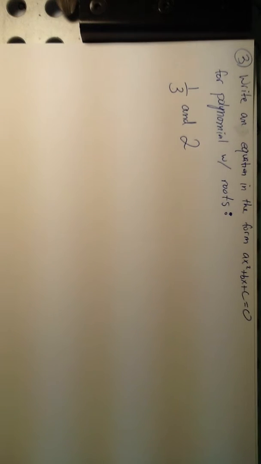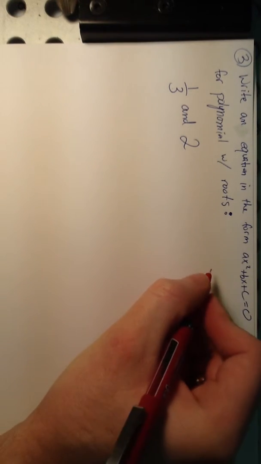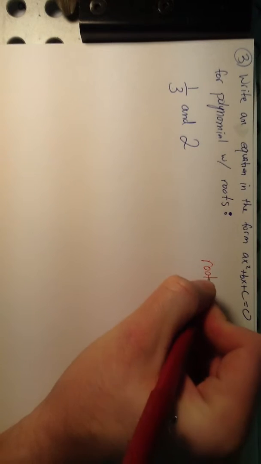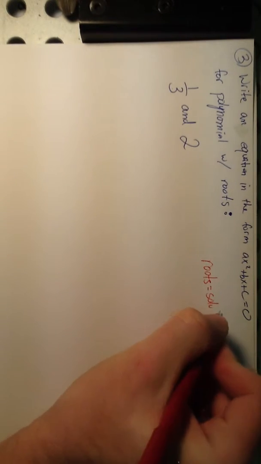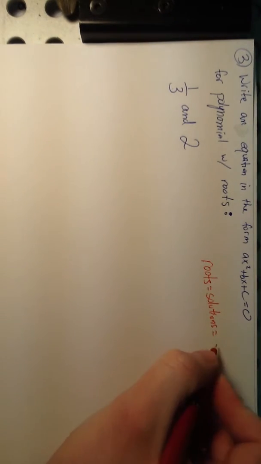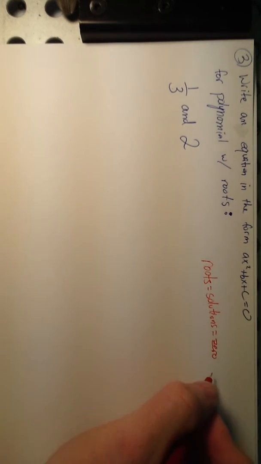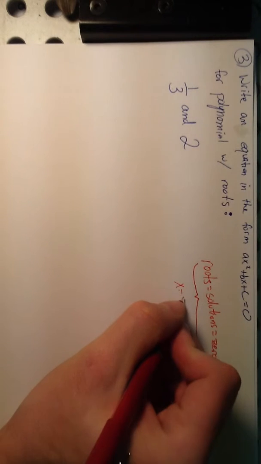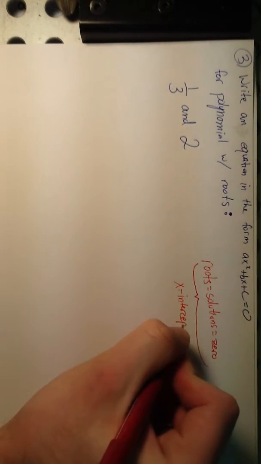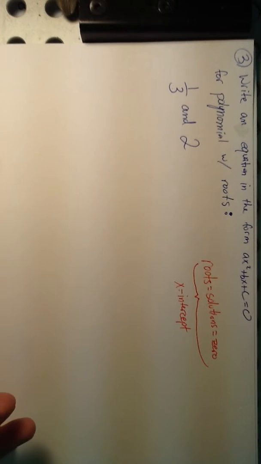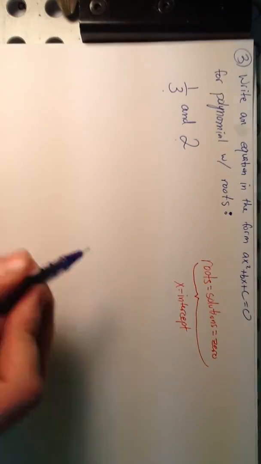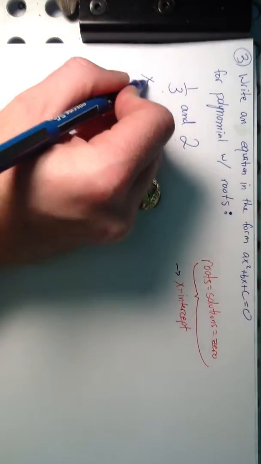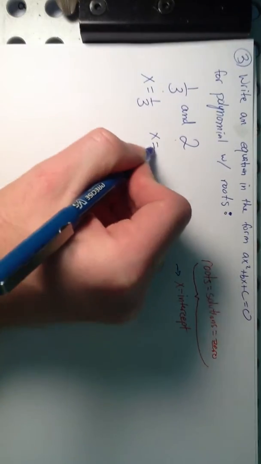Well, remember yesterday, or no, probably not yesterday, the last lesson, roots are the same thing as solutions, which is the same thing as 0, which all are the same thing as an x-intercept. So these words get used interchangeably in math, especially on the SOL. Don't know why, but just the way it works out. So if these two things are roots, that means they are also x-intercepts, which means x equals those two numbers.